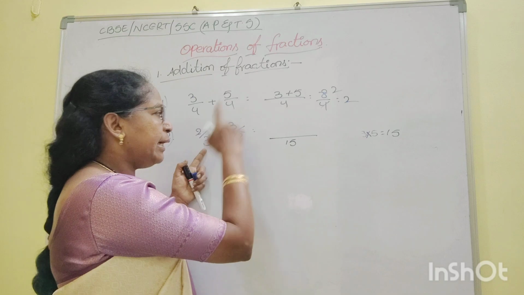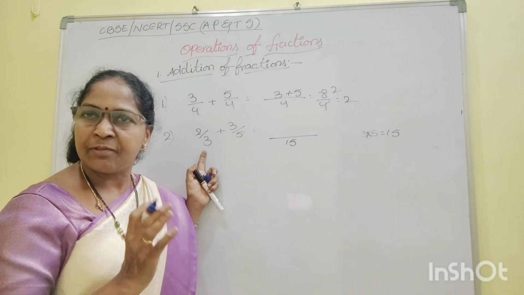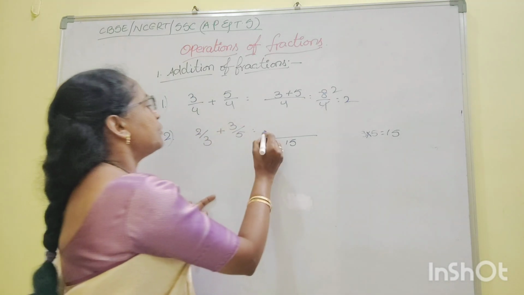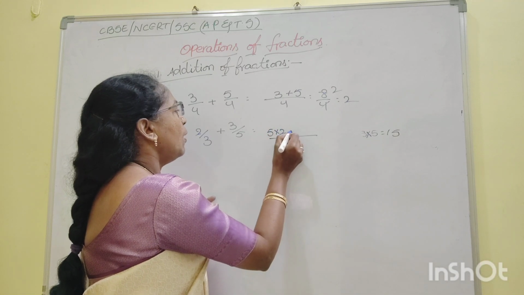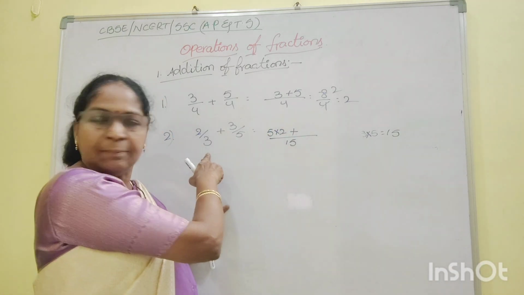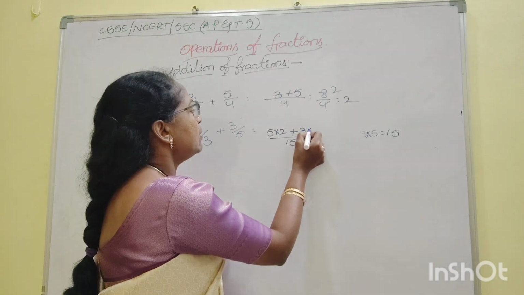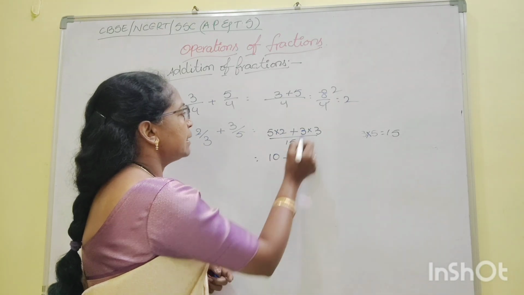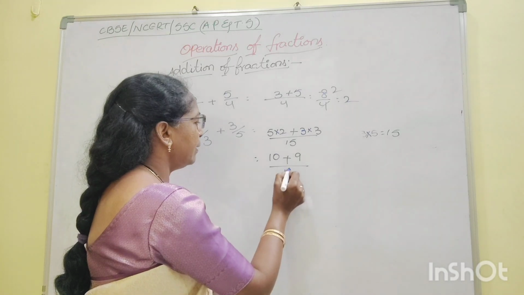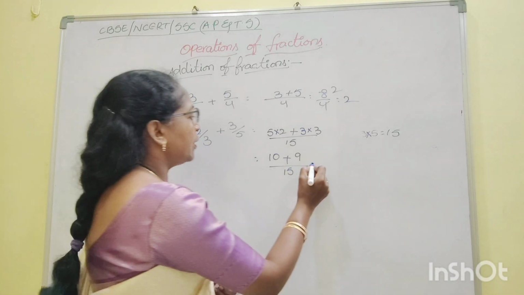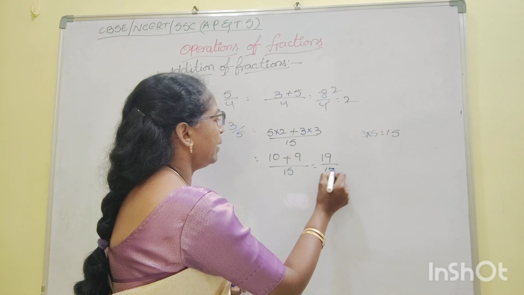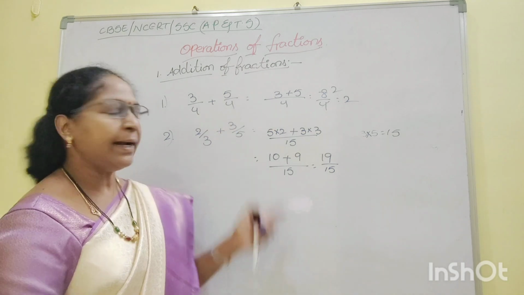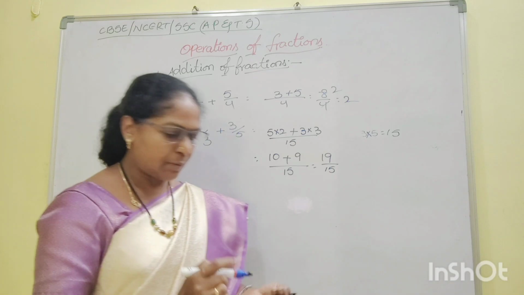Now you have to check it. 3 divides 15 how many times? 5 times. So 5 into 2, that is the multiplication of the numerator value. Plus, 5 divides 15 3 times, so 3 into the numerator value 3. Now 5 twos are 10 plus 3 threes are 9, divided by 15. The total equals 19 divided by 15. This is the answer. This is the procedure for addition of fractions, and for subtraction it is the same process.